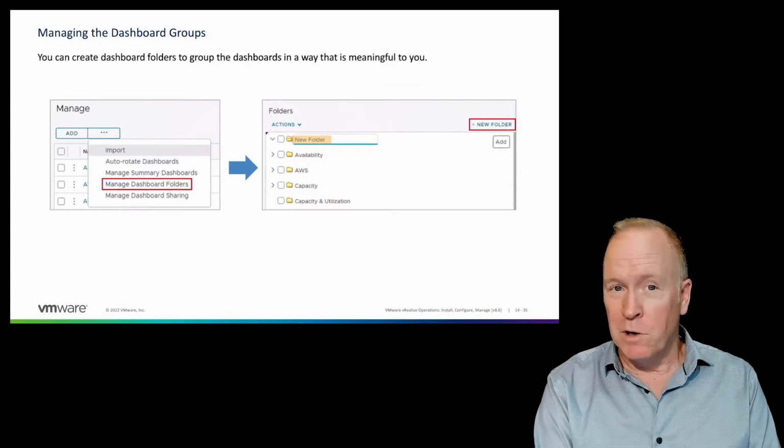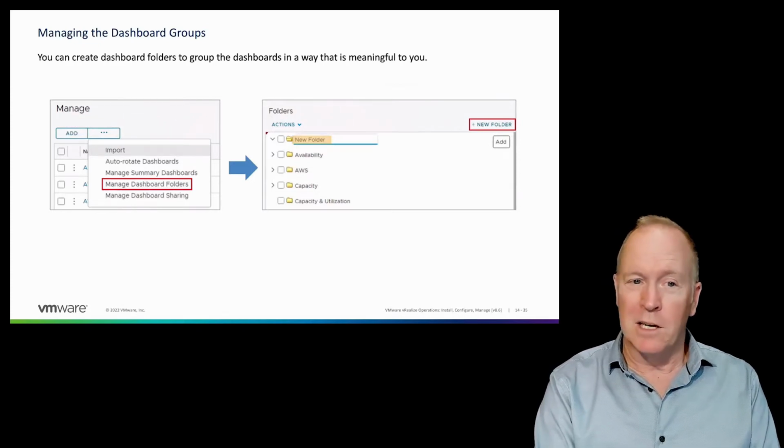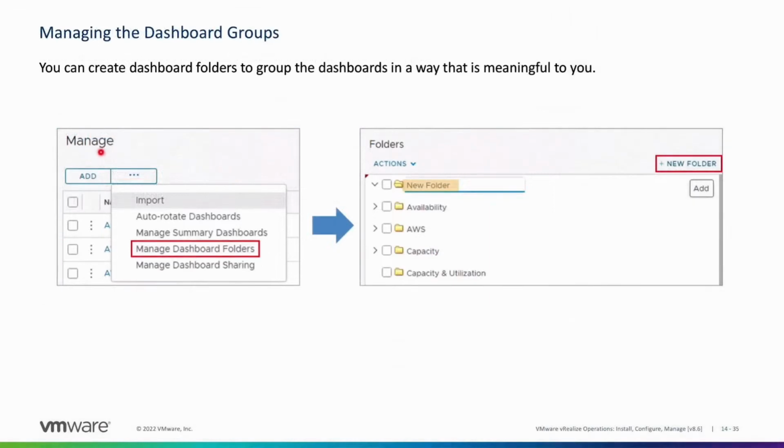The procedure for creating dashboard groups is to go to the dashboard management screen, click the Actions menu, and depending upon what version of vRealize Operations you're using, they'll either be called dashboard groups or dashboard folders. Either way, you select that option. That will bring up another window that's going to display your existing dashboard groups, or in the case of this screenshot, it's calling them folders.